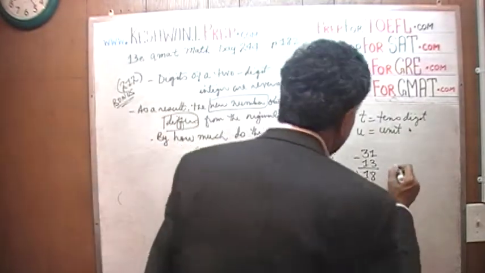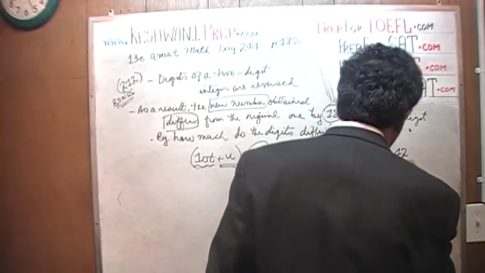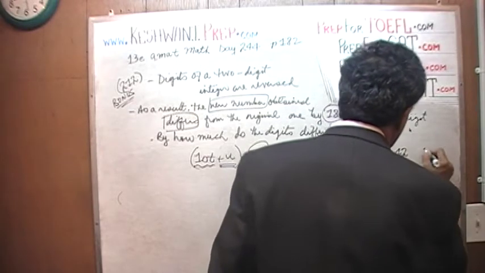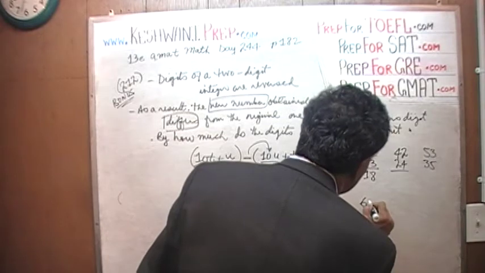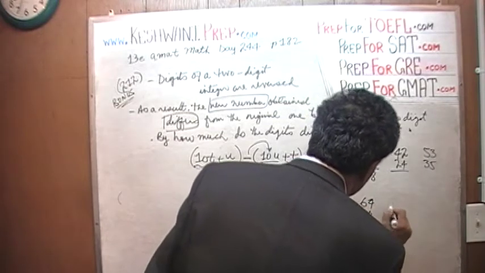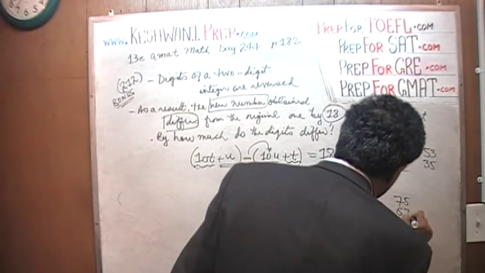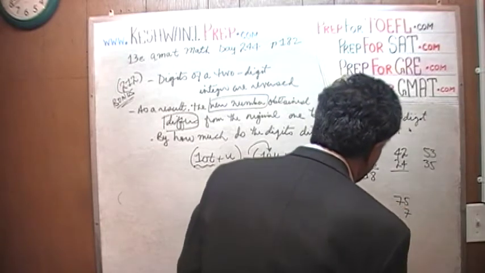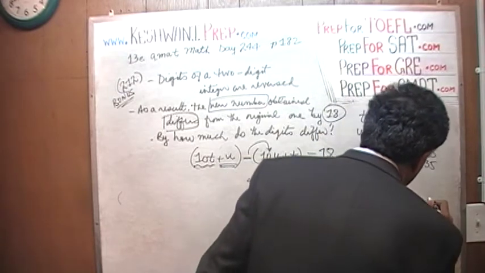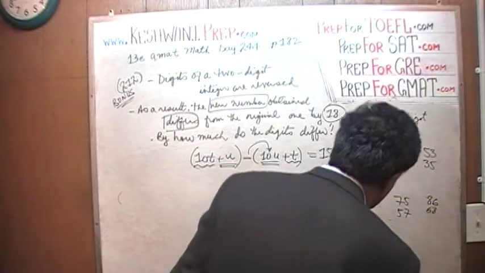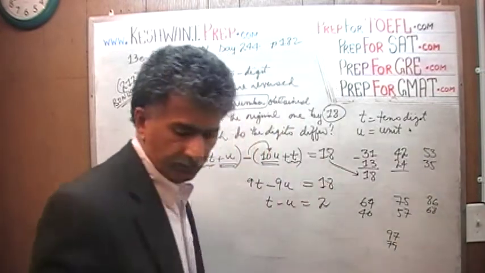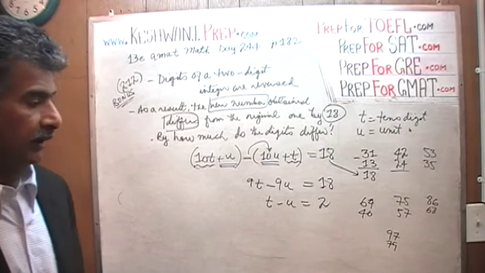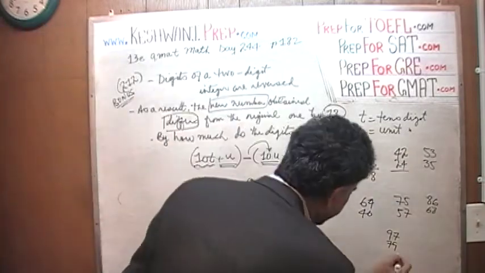Similarly, it could be 42 and 24, or it could be 53 and 35, or 64 and 46, or 75 and 57, or it could be 86 and 68, or finally it could be 97 and 79. They will all differ by 18.